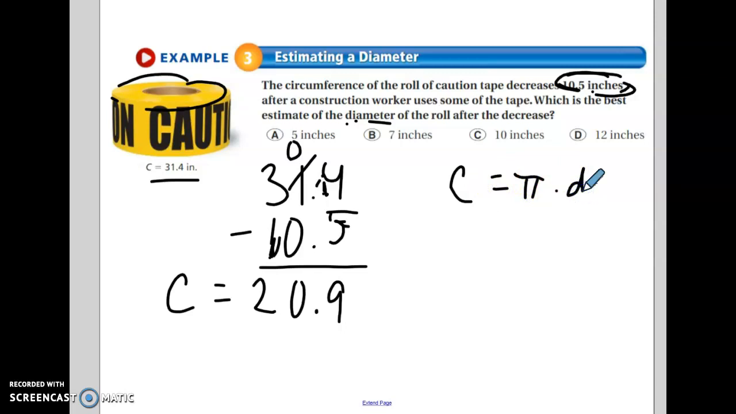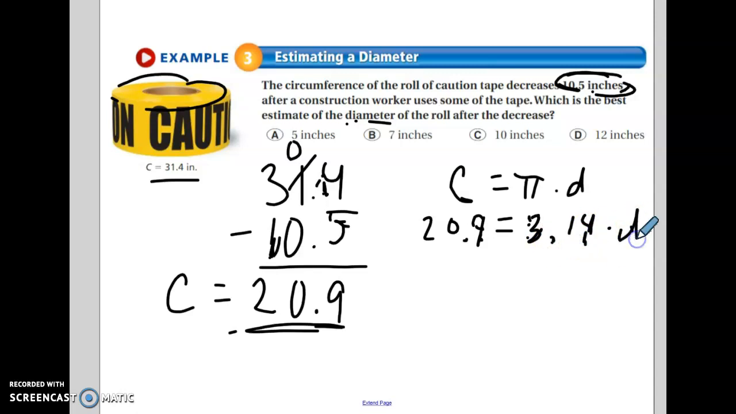There we go. Now, we know circumference is 20.9, and so underneath circumference here, I'm going to replace it with 20.9, its value. I'm going to use pi as an approximation as a decimal, which is 3.14, and times diameter. Okay, now this is where it says we're estimating.